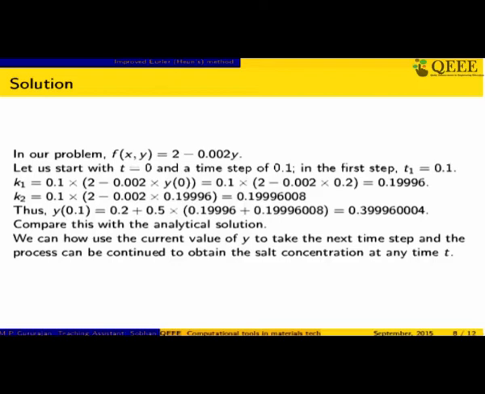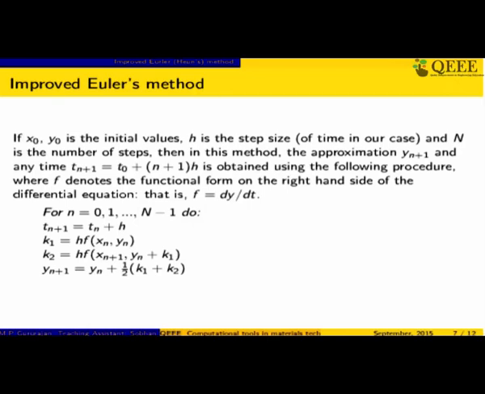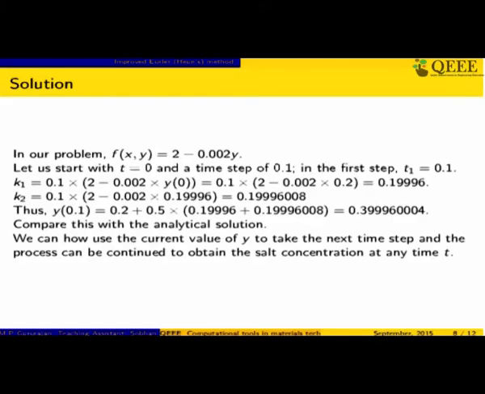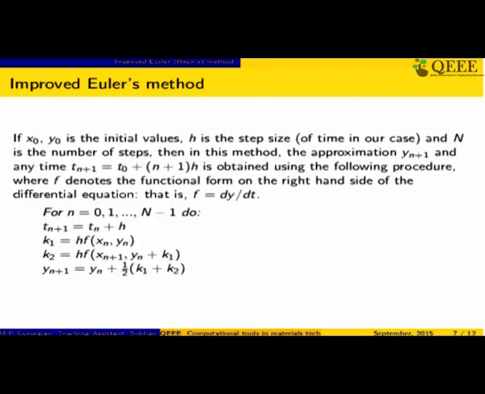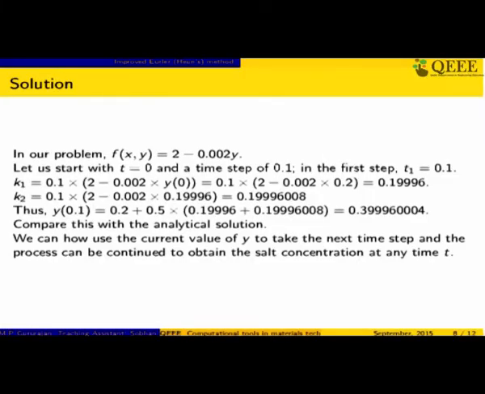K2 is now 0.1 times f(x, y + k1), right? So that is what the algorithm said. So yn plus k1, and so we take the value. K2 is 0.1 into 2 minus 0.002 into, this is the k1. What is yn? It should be yn plus k1, and yn is 0.2. So it should be 0.2 plus 0.19996, so 0.3996. So that value should be evaluated.